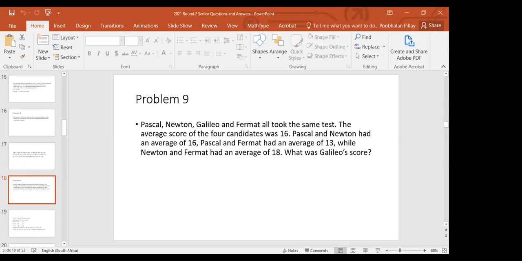Okay, problem number 9 is this. They got these 4 famous mathematicians. They all took the same test.